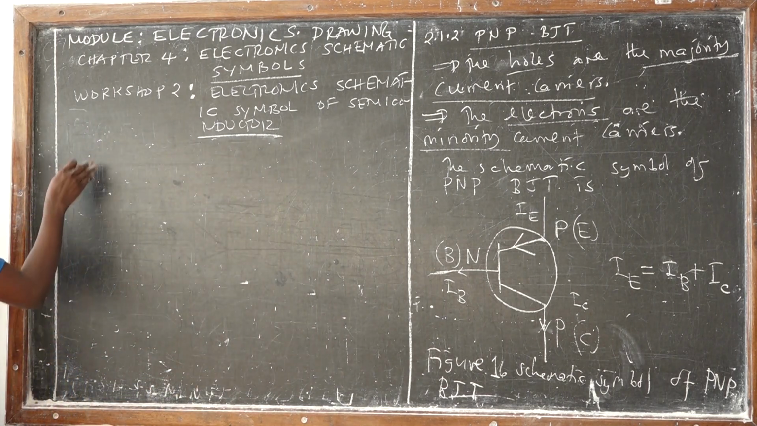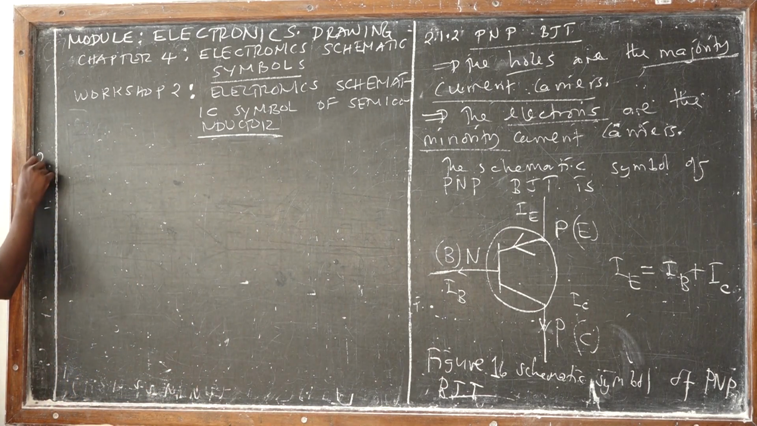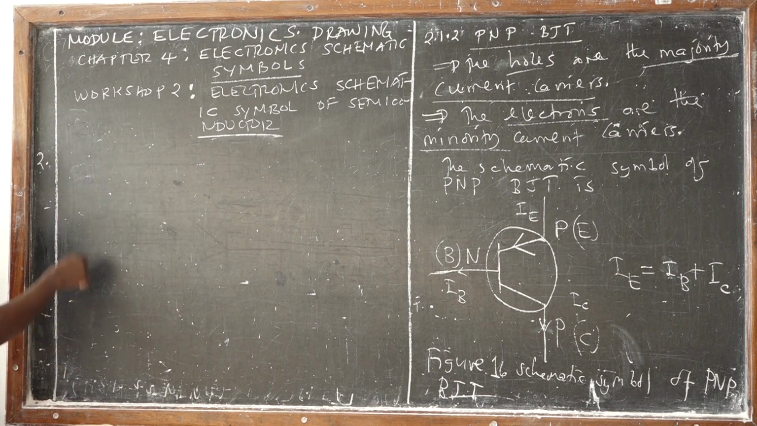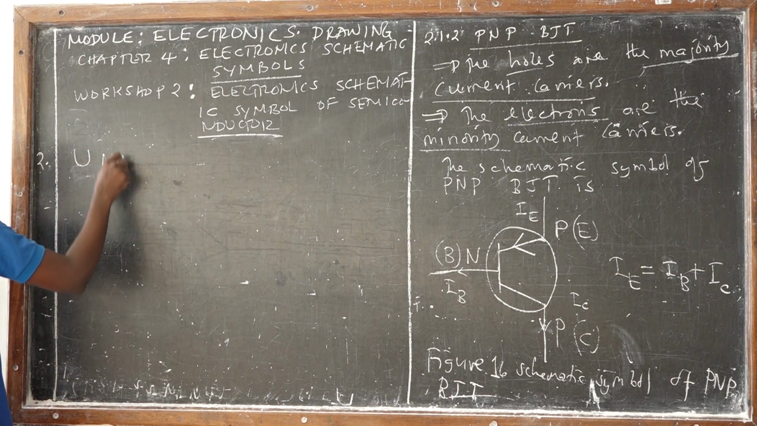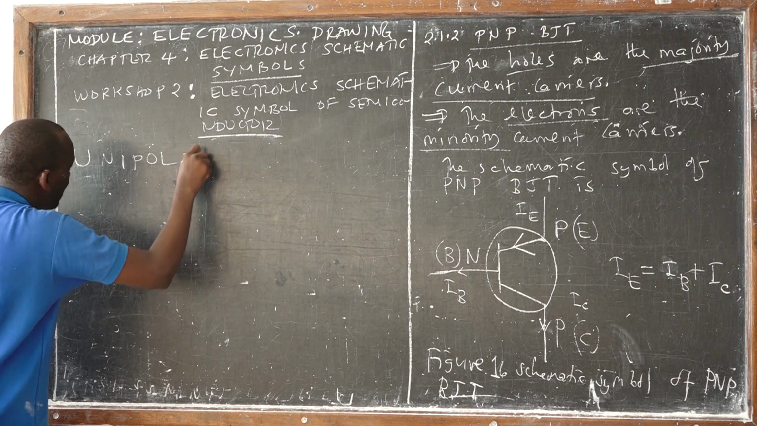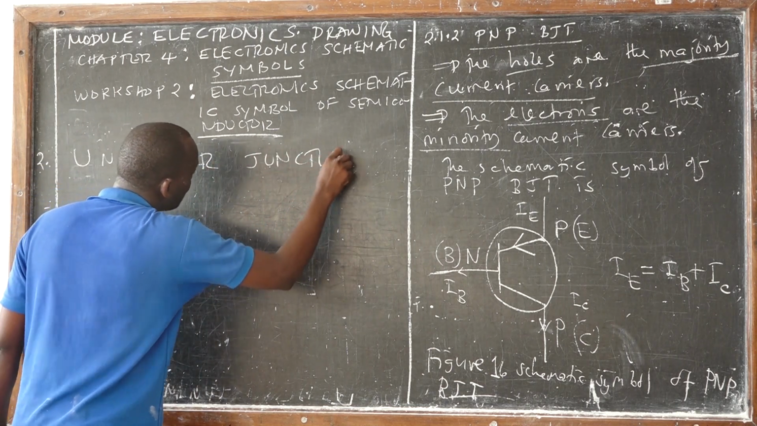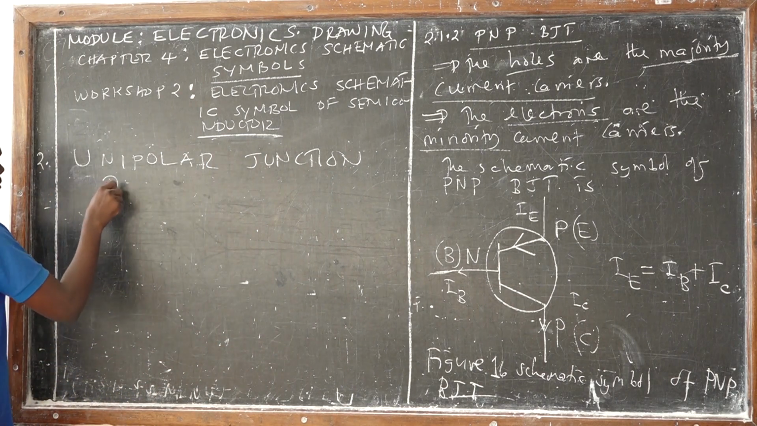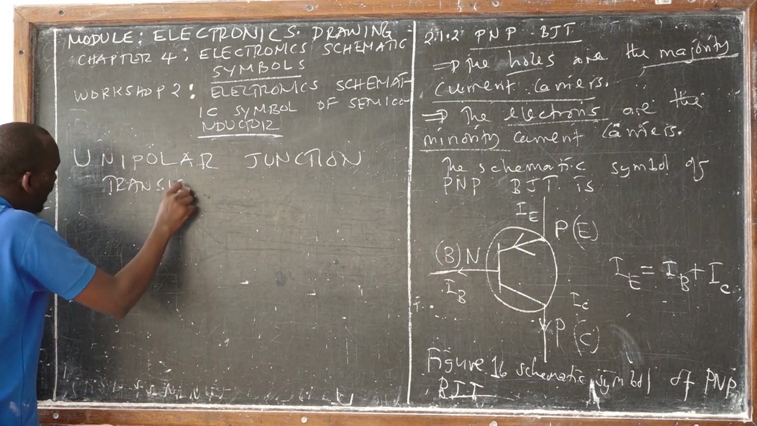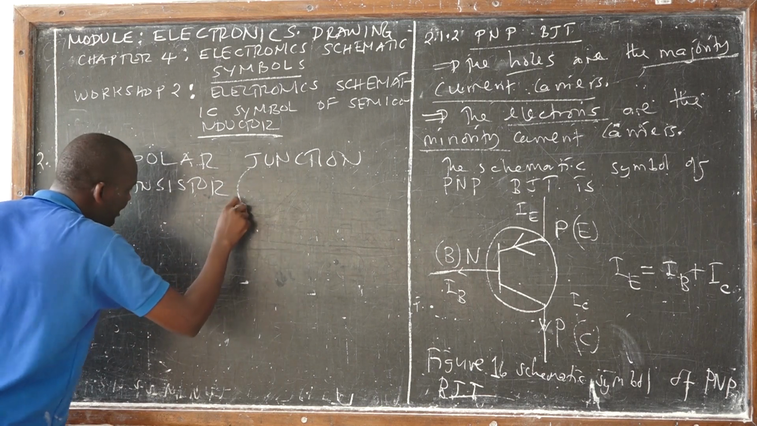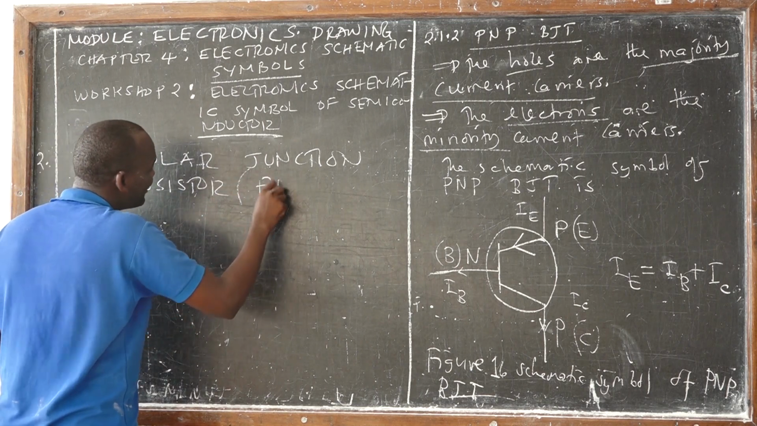Okay. So if that's the case, let us go to the second type of transistor, which is the unipolar junction transistor. Xenodiode is concentrating with something else.